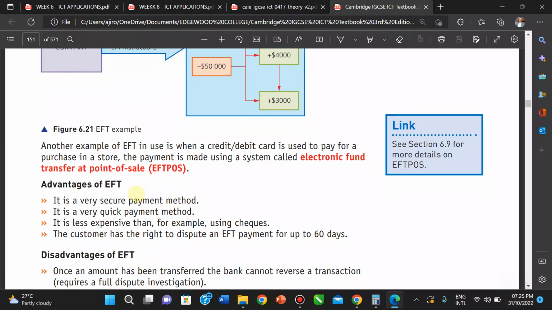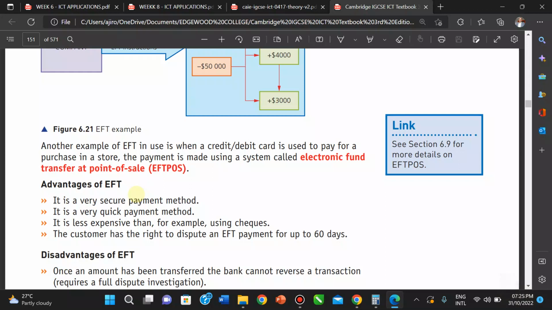Another example of the EFT is when a credit or debit card is used to pay for a purchase in a store. The payment is made using a system called electronic fund transfer at point of sale, which is called EFT POS. You need to understand, it's very important. This is key. When you go to the store, instead of paying cash, you put your card, that's electronic fund transfer. The money is transferred automatically without any form of exchange.